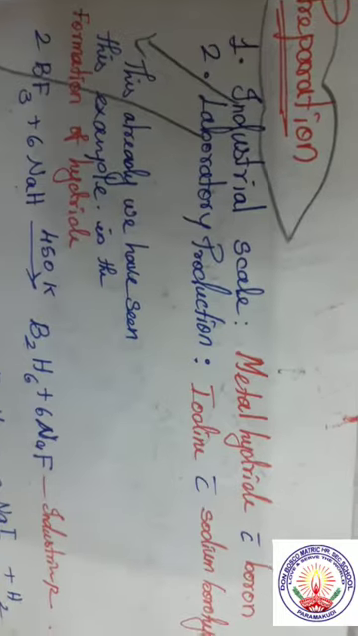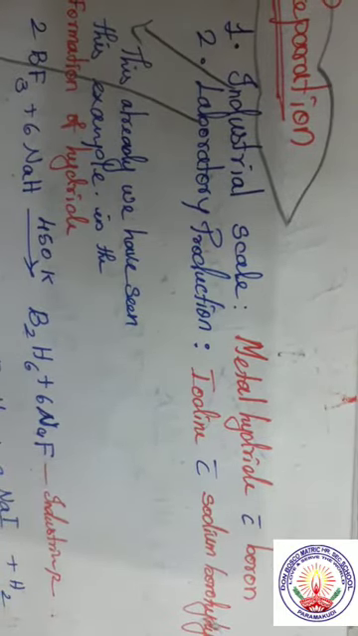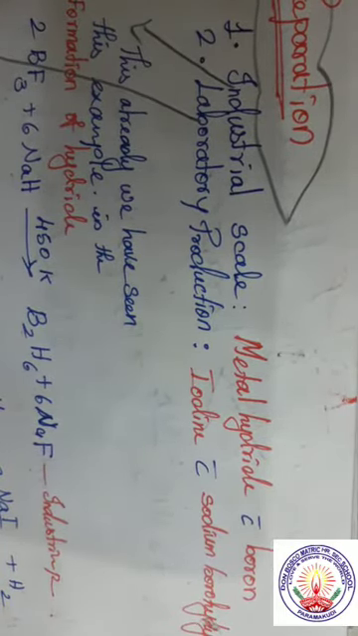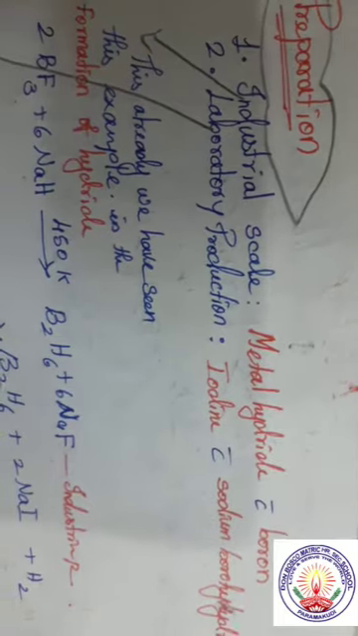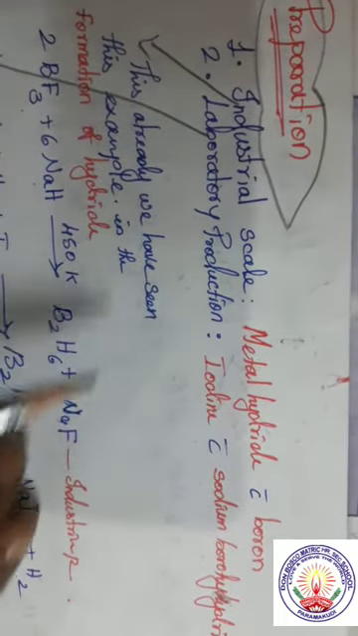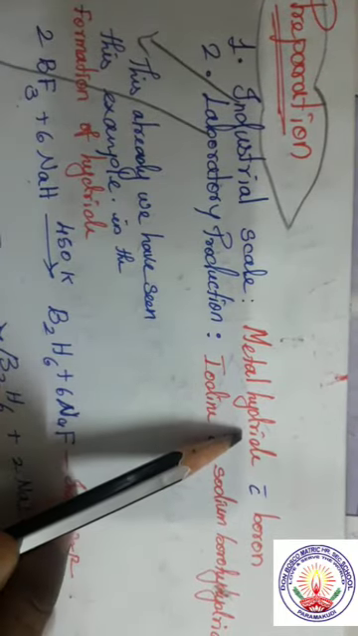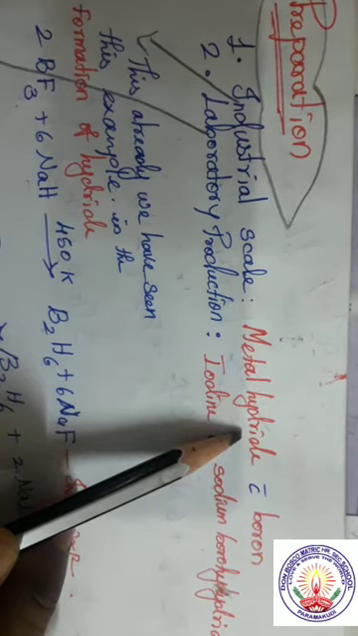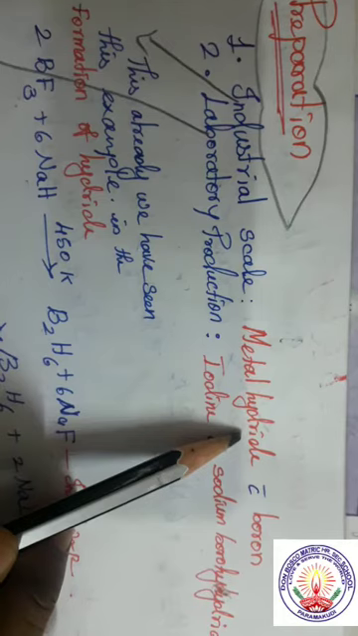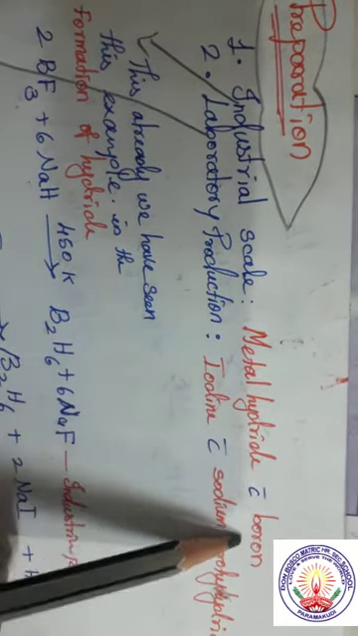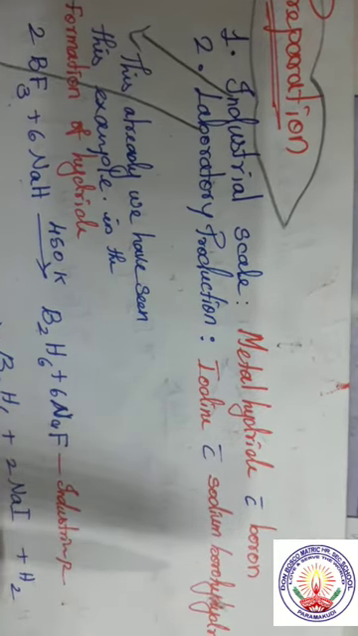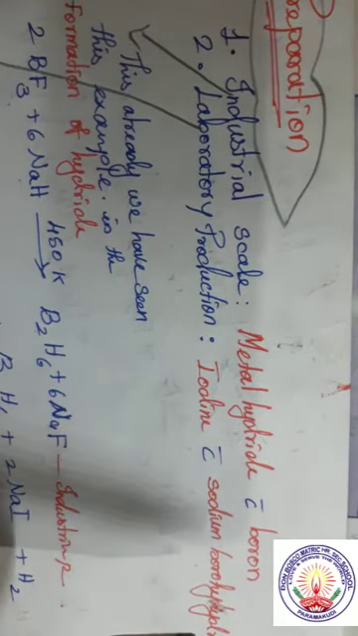These can be prepared by 2 methods, that is, one is industrial method, other one is laboratory production. Already we have learned in a previous class how diborane is obtained from boric acid. That is from metal hydride with boron. We are able to get it in an industrial way.